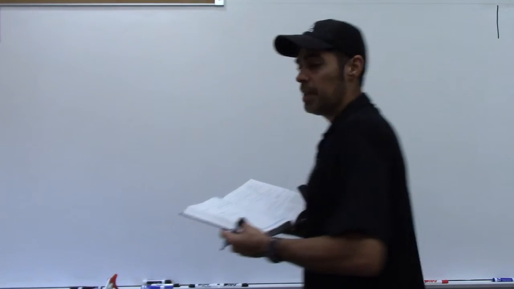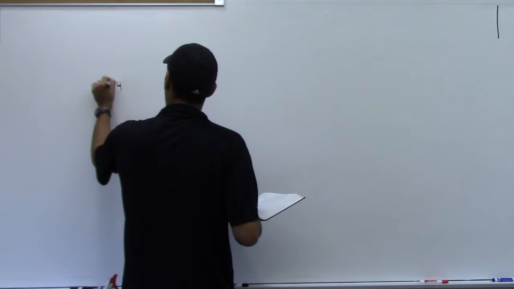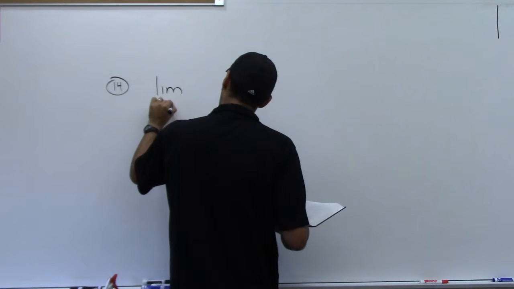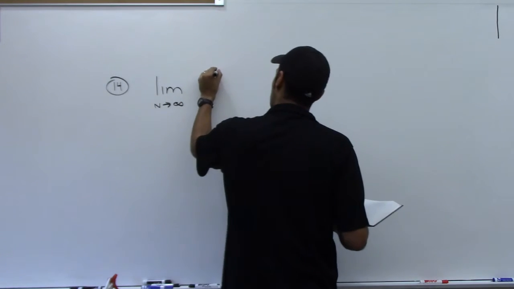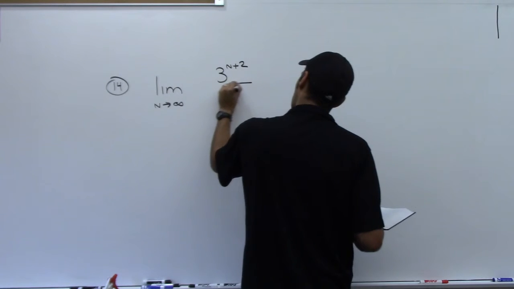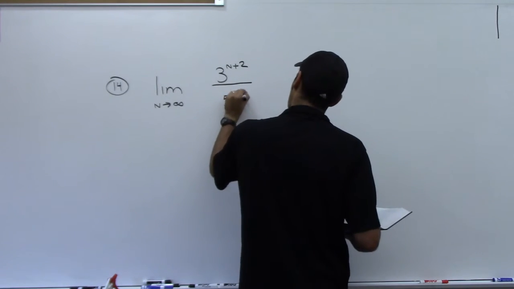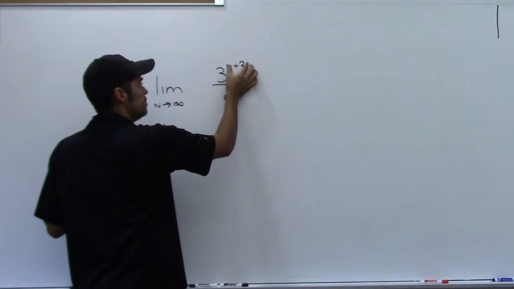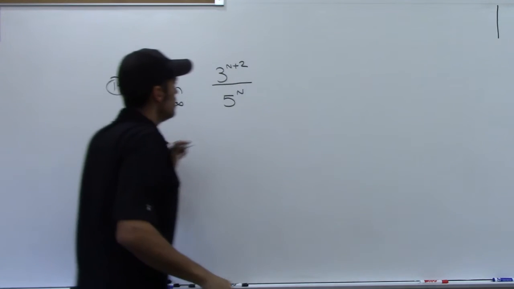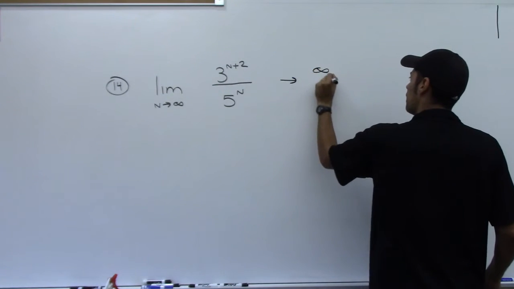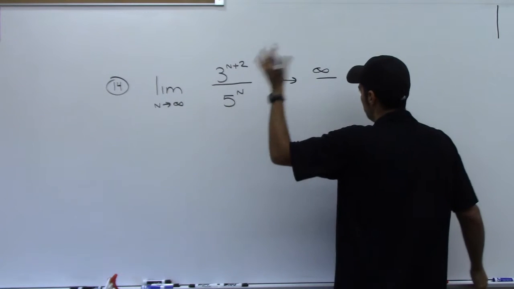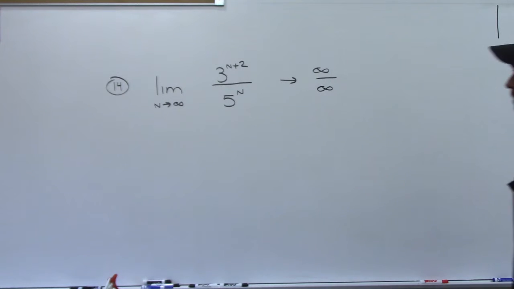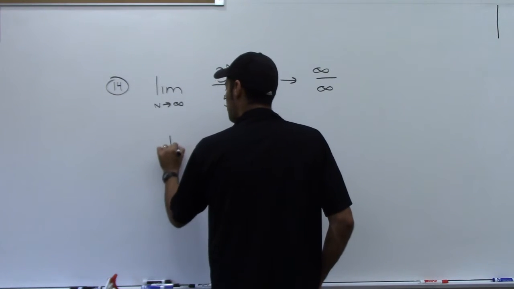Do 14, then take a little break. Just a quick one. So limit as n goes to infinity of 3 to the n plus 2 over 5 to the n. So as n gets huge, this gets big. 3 to a big number becomes huge. So this is going to head towards infinity over, and then 5 to a huge number becomes huge. This is infinity over infinity. So you're thinking L'Hopital's rule because that's what we've been doing. We actually don't need it here, and I'll show you why.